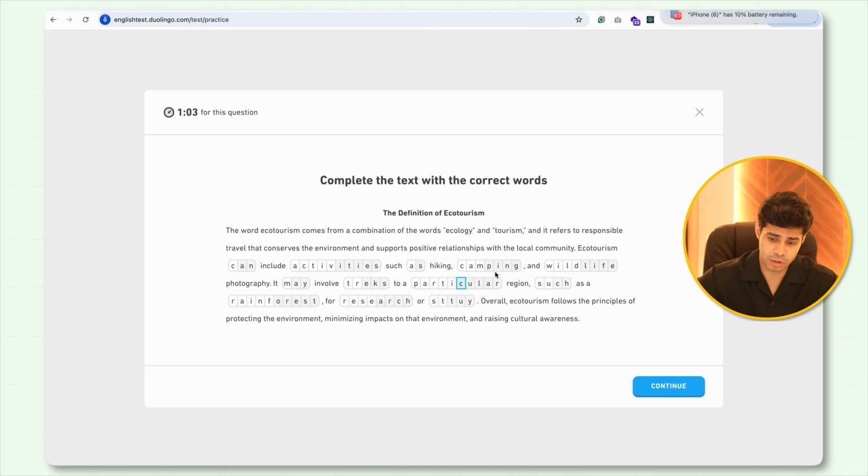It may involve treks to a particular region, such as, let me just disconnect my phone. I don't know how that got connected. Anyway, treks to a particular region such as rainforest for research or study. Oh, I messed up the spelling over here. Study. All right, that makes sense. That looks good. Let's move forward. Everything looks good. Just check the spellings. Makes sense. Continue. Okay, we're good.